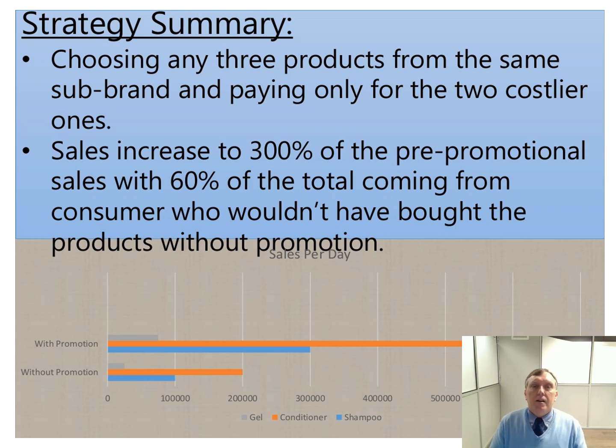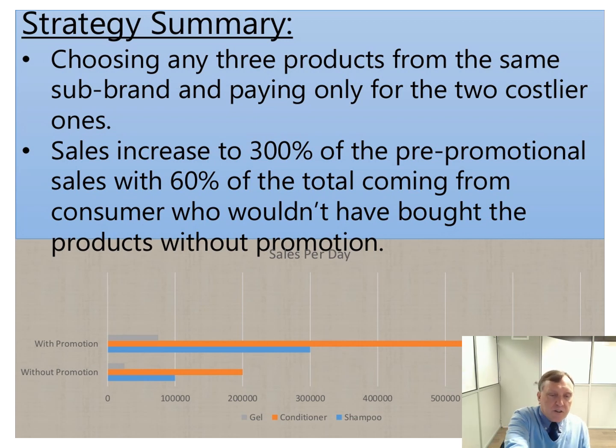Right. So in this case, choosing any 3 products from the same sub-brand and paying only for the 2 costlier ones, so the cheapest one is the free one. Sales increased to 300% of the pre-promotional sales, with 60% of the total coming from consumers who wouldn't have bought the product without the promotion.